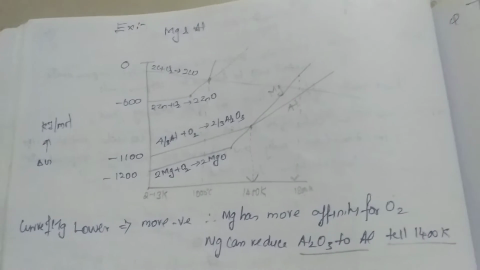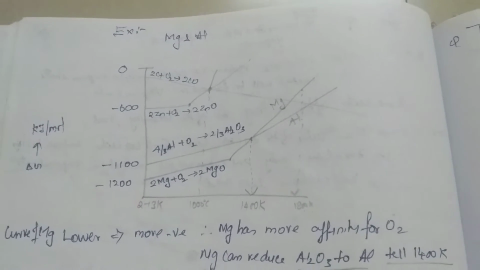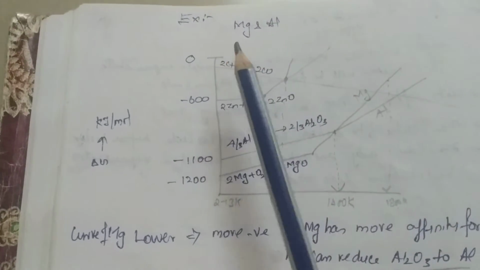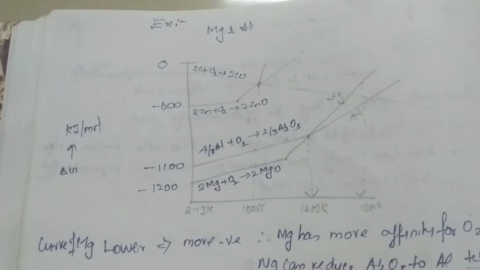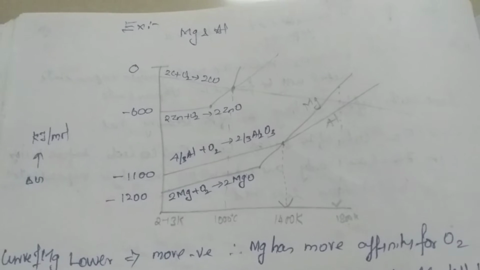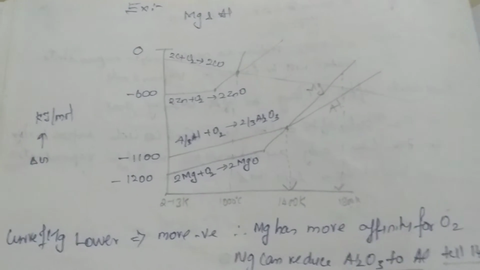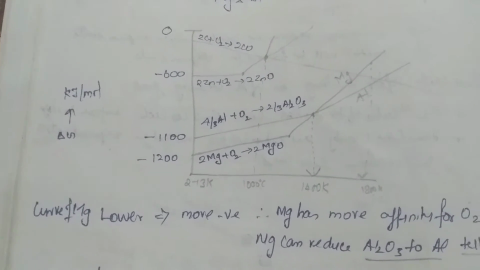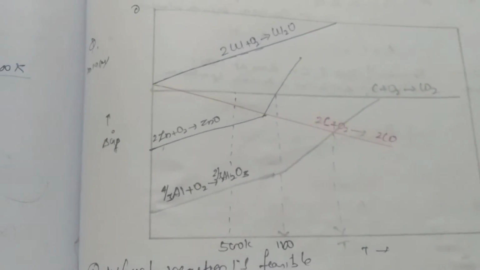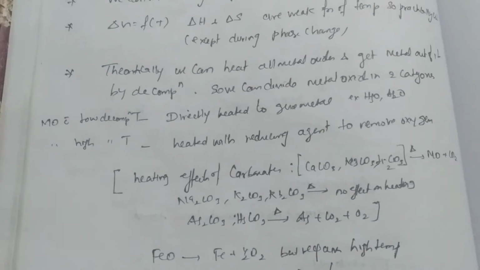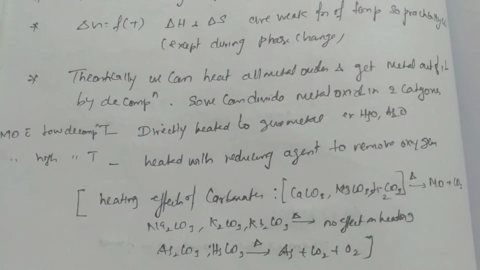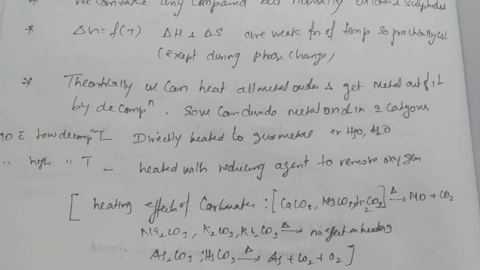So it's clear from this Ellingham diagram that theoretically you can heat all oxides and get metal, because all oxides at one point of time will pass the zero line and will become more prone to decomposition. But it may require very high temperatures, some may require low temperatures. Therefore we can divide them, as you can see from this graph. So theoretically we can heat all metal oxides and get metal out of them by decomposition.